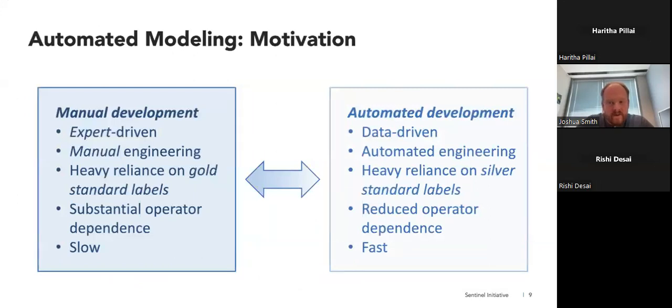But there's another way. Recently, there's been work in the area of what's called automated phenotyping or automated modeling. Whereas manual development is expert driven with manual engineering and a heavy reliance on gold standard labels that requires time-consuming review, automated methods can be data-driven. They use automated feature engineering methods and rely on more easily acquired silver standard labels. Automated methods have reduced operator dependence compared to manual methods and can, in theory, be much faster.